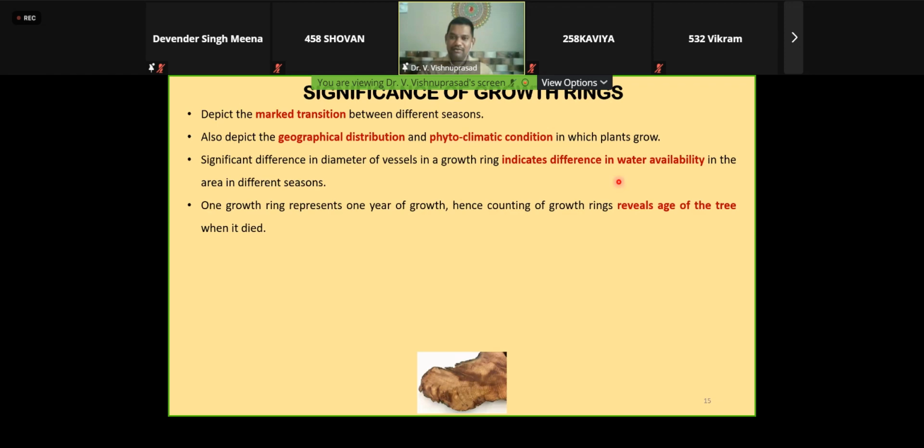And then obviously we can correlate growth rates in fossil woods, especially for such species which have become extinct. So growth rates give you a very good idea about the diversity and the distribution of such plant species in those times as well. So the study of growth rings is extremely important. It's the most important part. Okay. So the introductory part is done, and we have discussed about the growth rings also.